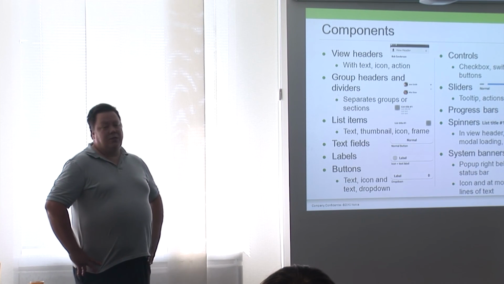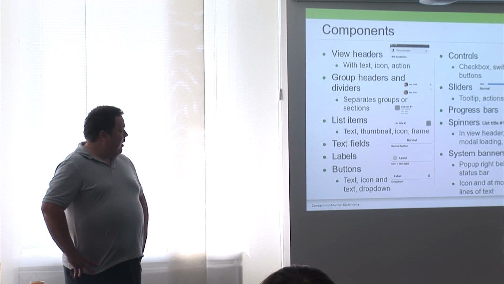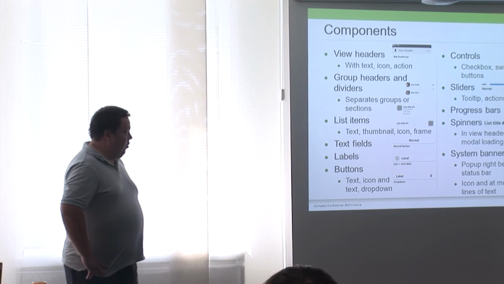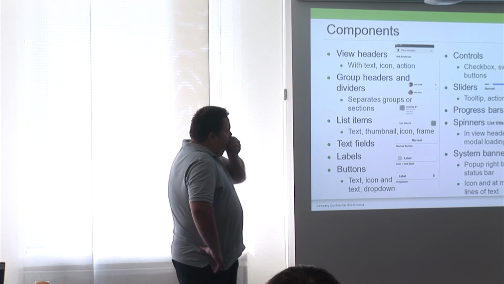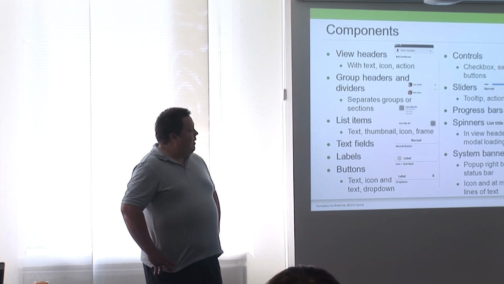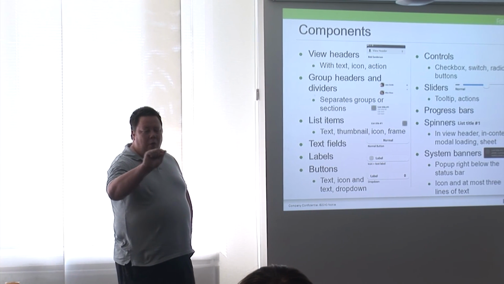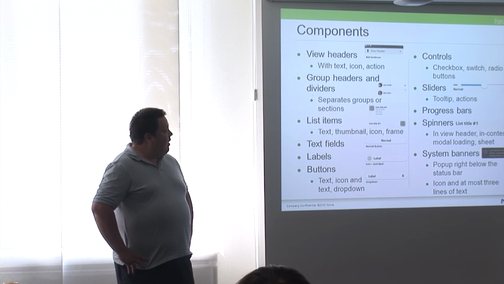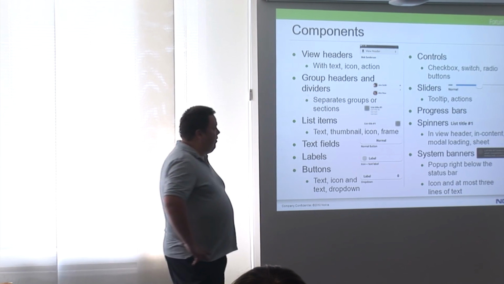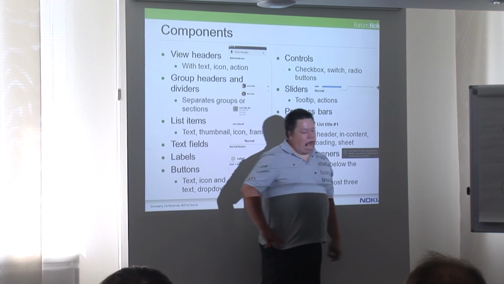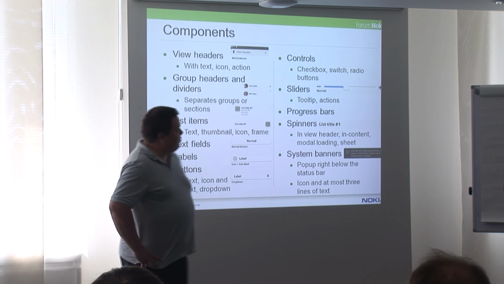Labels, again, with a text or icon or both. Buttons with text, icon, text or drop down. Drop down uses a list of items to show, for example, cities. Checkboxes, switches, radio buttons. You can again define how they look, how rounded they are, what is the background color, things like that. Sliders, you can define the tooltip of the slider. You can define the actions, this minus and plus, those are the optional actions, of course, to increase and decrease the value.